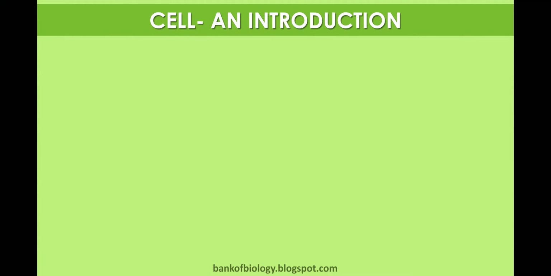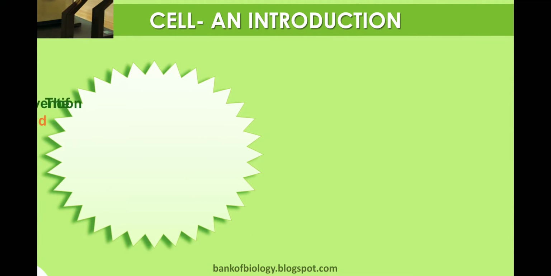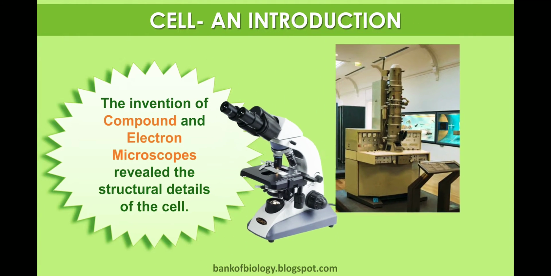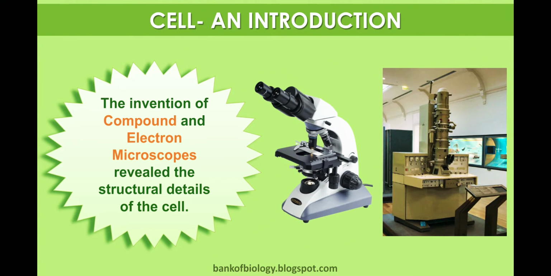After the cell was described, we see how the cell is studied: we use a microscope. The types of microscope are the compound microscope and the electron microscope, which gives the details of the ultrastructure of the cell.